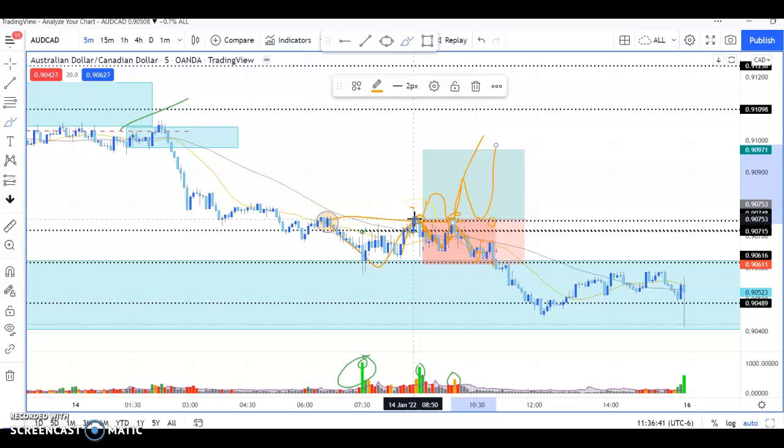I just got impatient. Wanted to get a good price, didn't want it to just go. Fear of missing out, FOMO, all that good stuff. And I only went half a size. I didn't go full size because I didn't really believe in it too much. So I took a full loss, but it was half R.